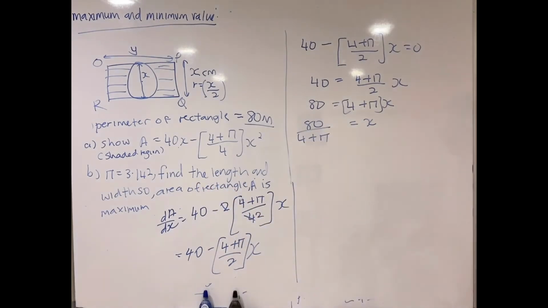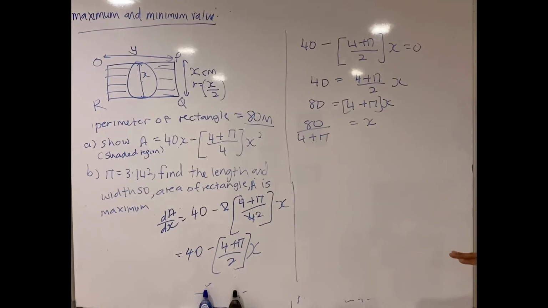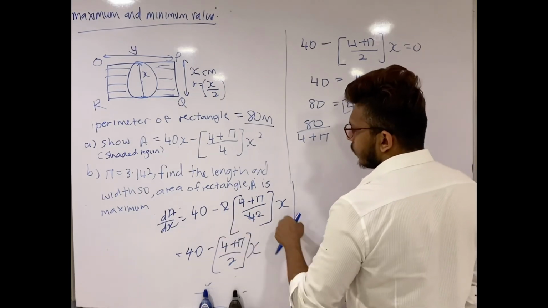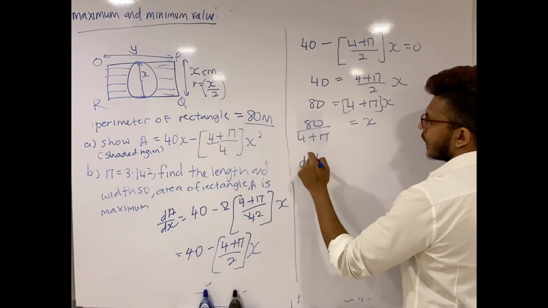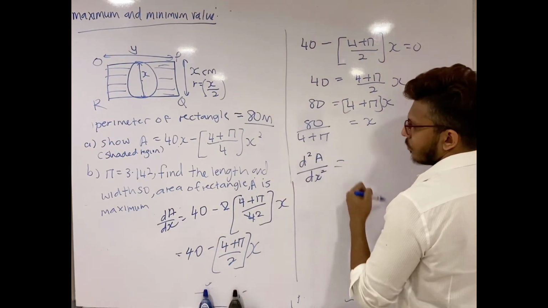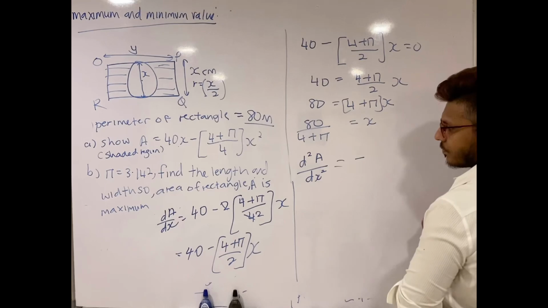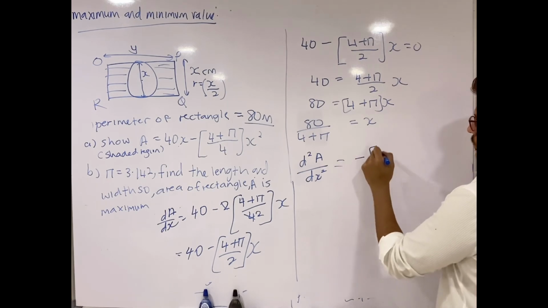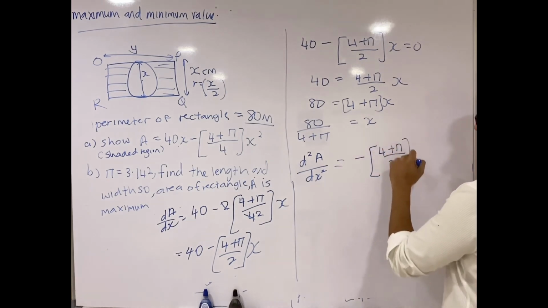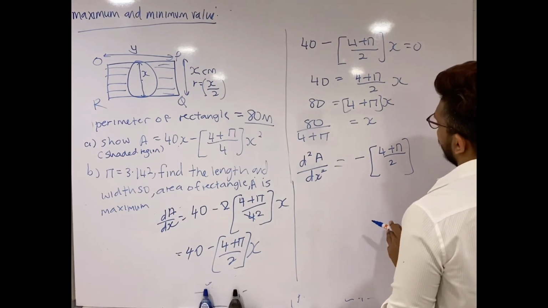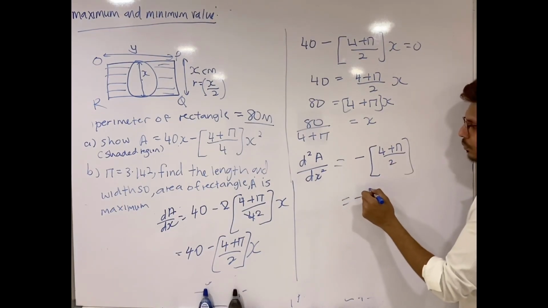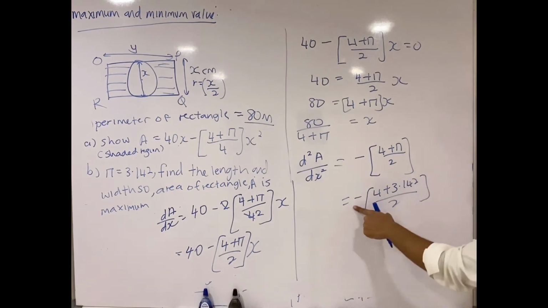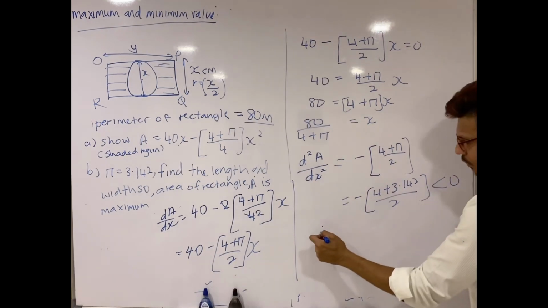But before we find that, we need to ensure that this is a minimum or maximum, because they want the area to be maximum. So again, our dA/dx is this. You'll have to differentiate this again to get a second derivative, which is negative (4 plus pi over 2). Correct? Now, based on this, do you realize pi is positive? We don't have to fully calculate that, but you can already see this entire thing is going to be negative, which is less than 0. Therefore, it is maximum.